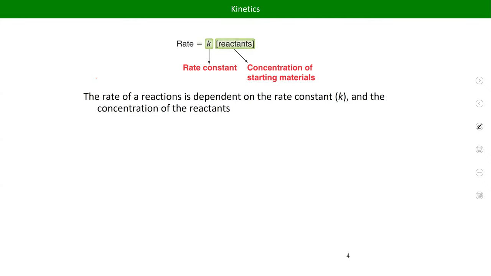So this is just a reminder, the rate of a reaction is dependent on the rate constant and the concentrations of the reactants for most things. All right, so does this look familiar from Gen Chem? We talked about rates a little bit, right?